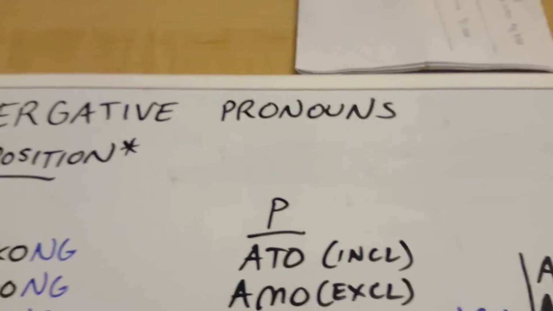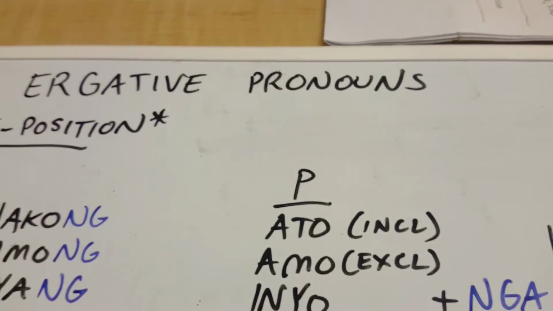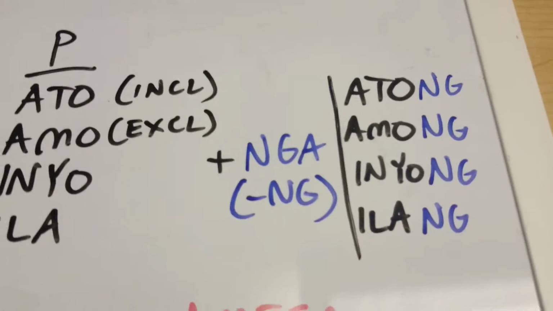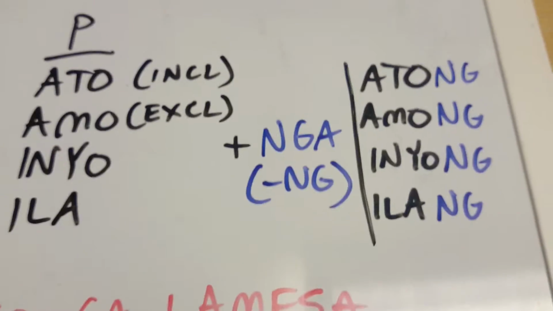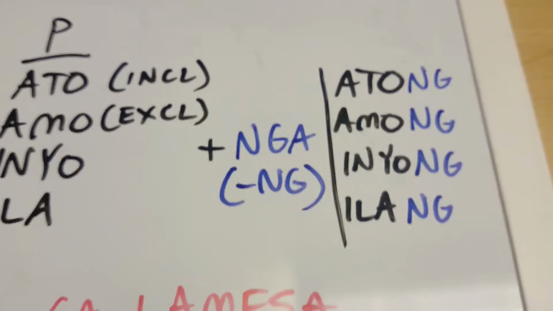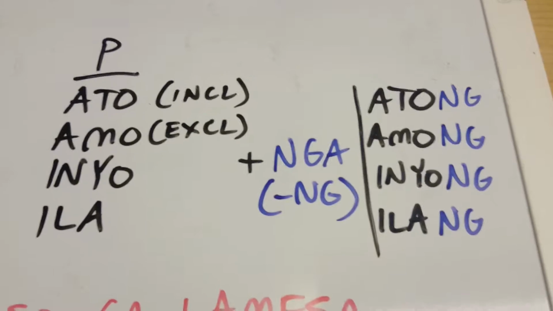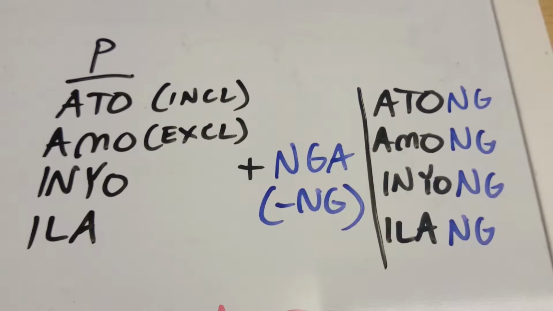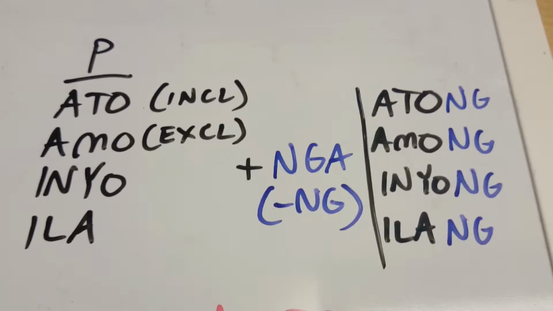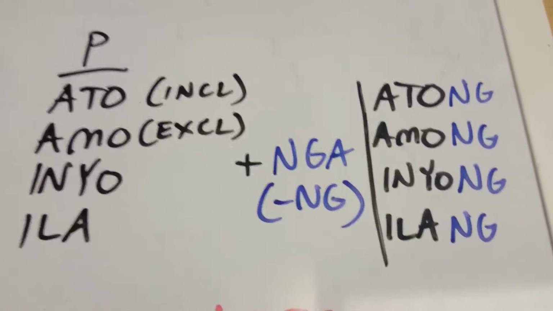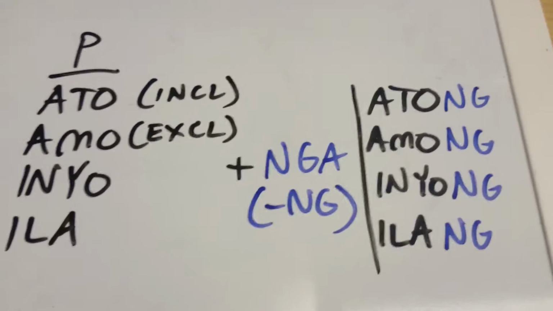And again, we're talking about the ergative pronouns here. All right, ergative, or if you want possessive, but you'll see why it could also be possessive. Again, I'm not going to go into that controversy, but same thing, add the nga ending, and since all of these pronouns end with a vowel, you're going to change the nga to the ng ending and just tack the ng ending on to them.